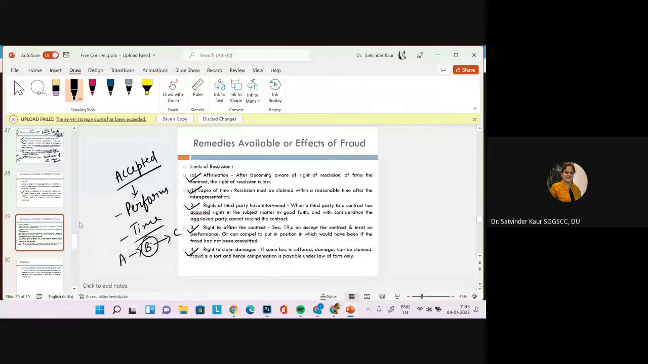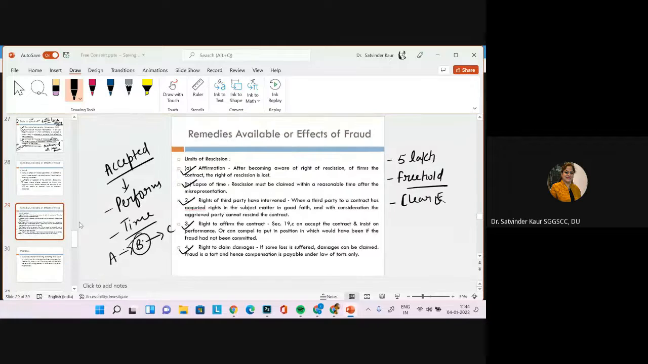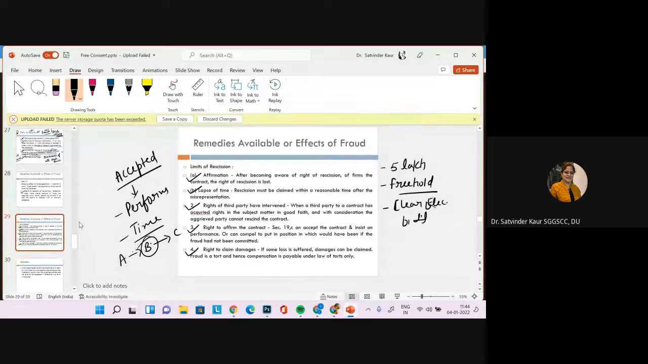And wherever you have already affirmed the contract, then there, and where you have some damages, you can claim them. Suppose this 5 lakh rupees you can demand, or you can ask A to get it converted into freehold first and then transfer the property, right? Or you can ask to clear all the electricity bills first, and then you get the transfer, right?